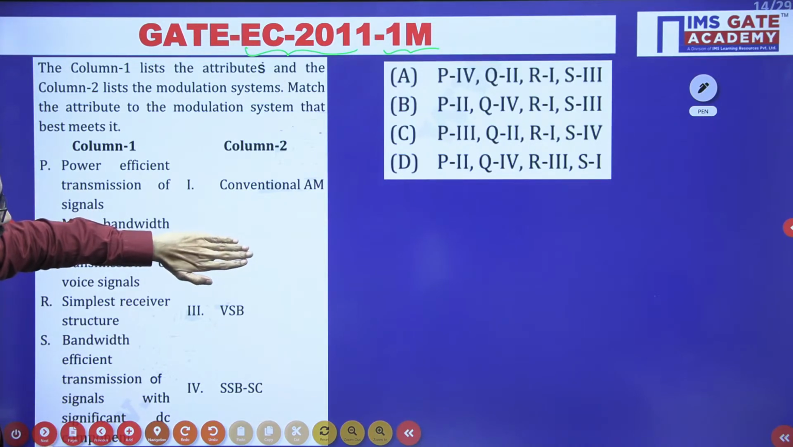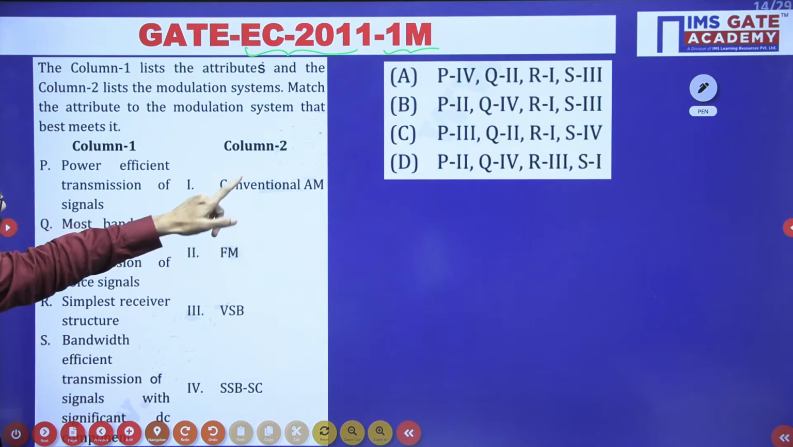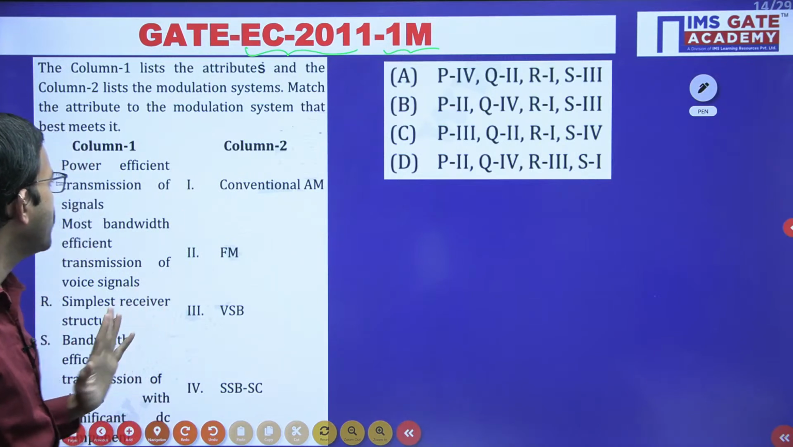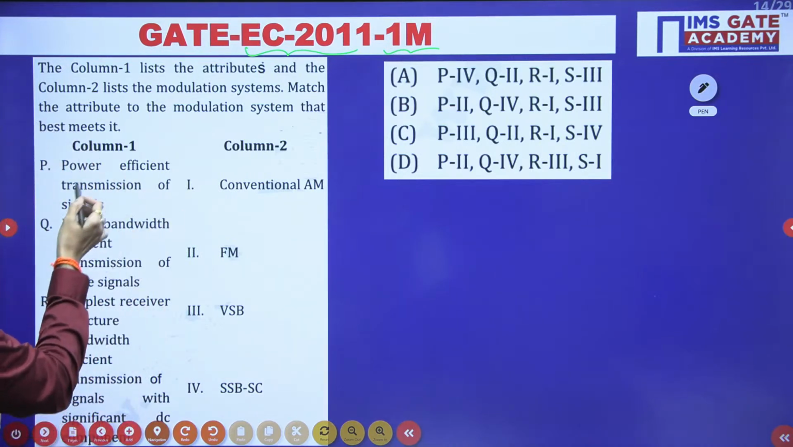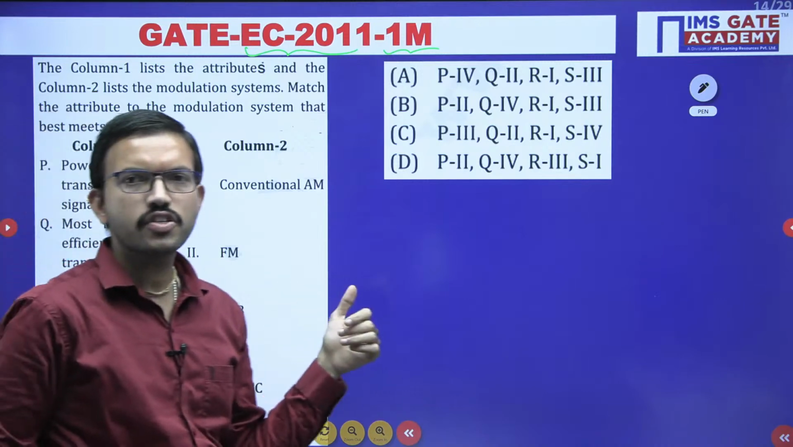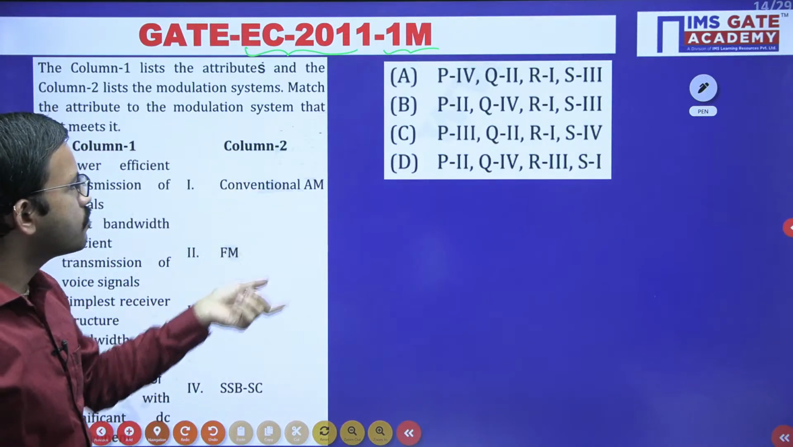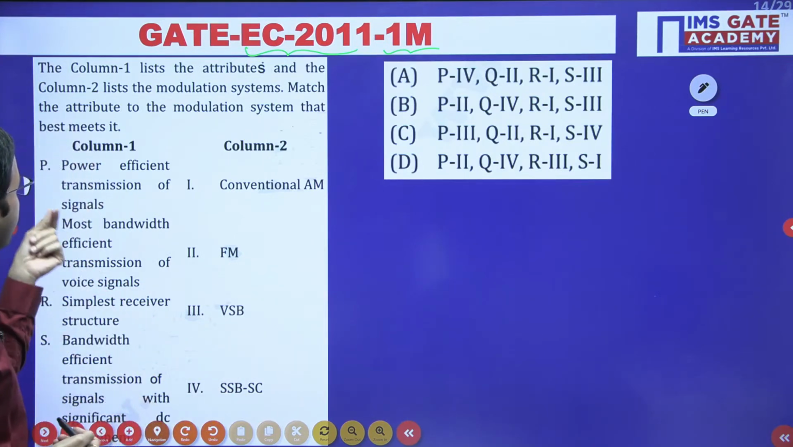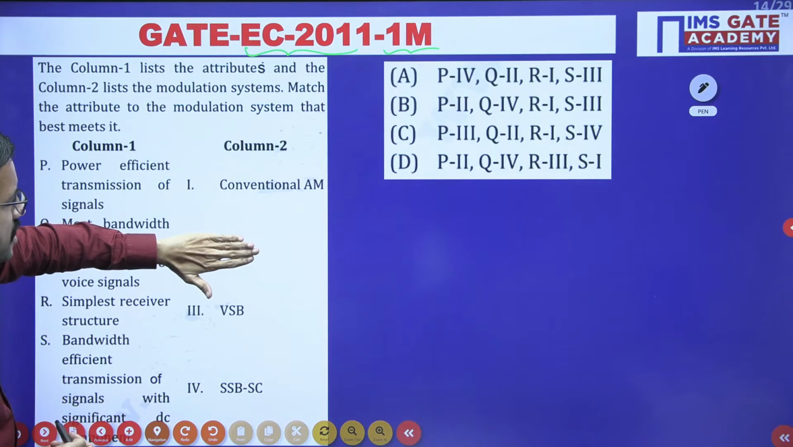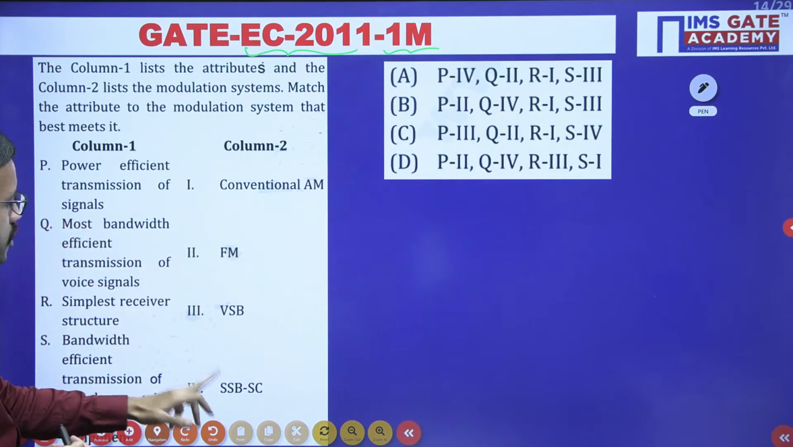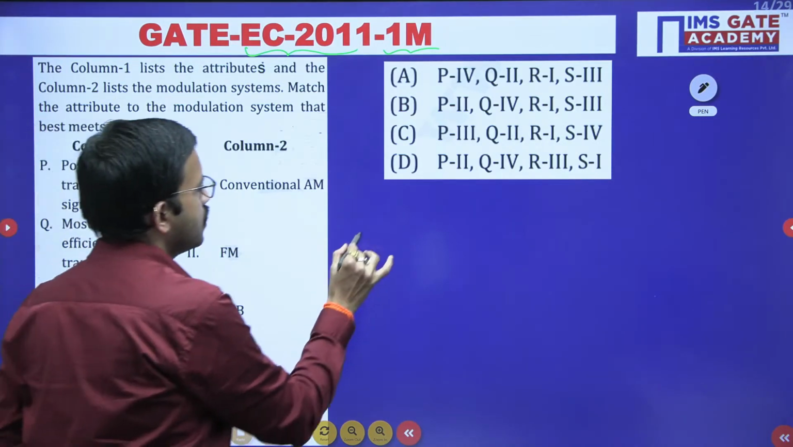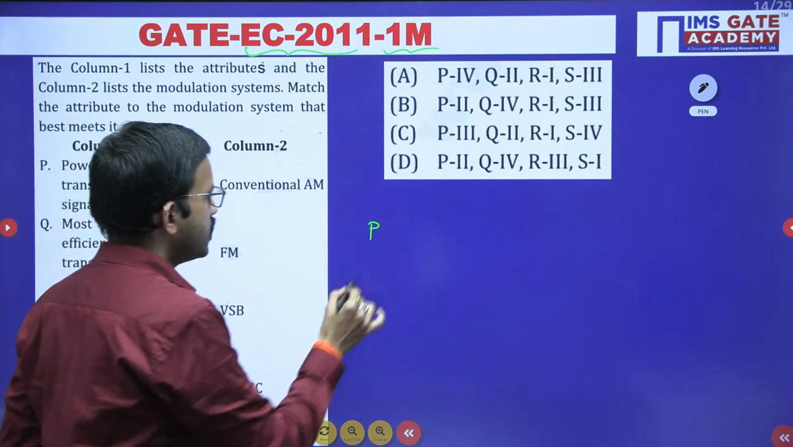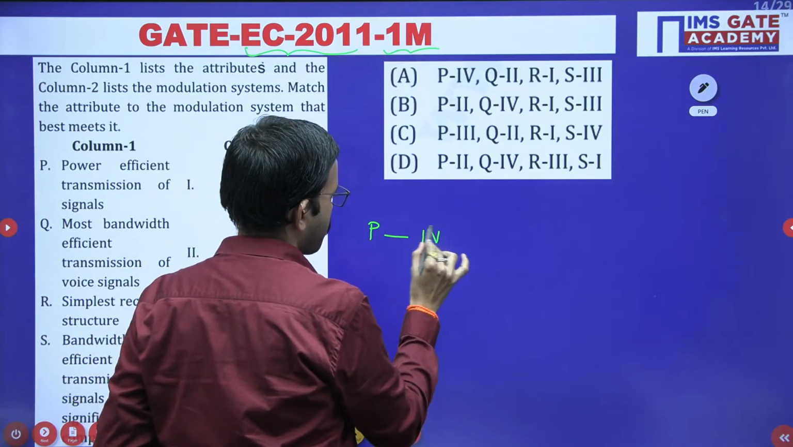Suppose they haven't given FM, and you only have AM, DSB-SC, SSB-SC and VSB, then definitely, regarding power efficient transmission, earlier also we have discussed one of the questions, among all the analog modulation techniques SSB-SC has the least or minimum power, right? So with respect to that, if FM is not there, then definitely you will choose SSB-SC. So regarding P, if FM is not there, then definitely you will choose SSB-SC.